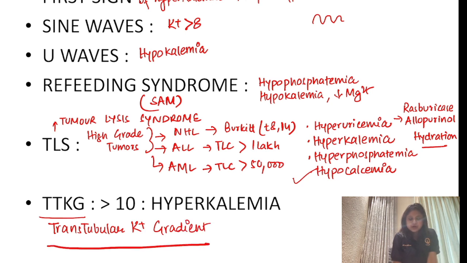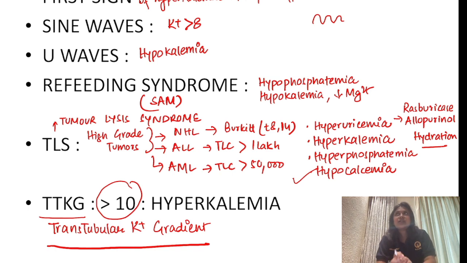So transtubular potassium gradient, usually we calculate it with some values of potassium in urine and values of potassium in serum. So usually we find, in order to find out a cause of hyperkalemia or hypokalemia, we go for transtubular potassium gradient. So whether the cause of hypokalemia is renal or non-renal. Also in hyperkalemia, whether something is related to aldosterone or not, we do it. In hyperkalemia, you just remember this value. If it is more than 10, then we call it as hyperkalemia.